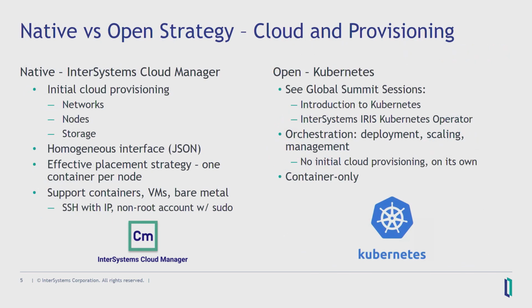So I talked about the native versus open strategy. Our native tool, ICM, is our native tool for provisioning and deploying applications in the various clouds. I mentioned that it creates networks and creates the underlying nodes and storage. It provides a homogeneous interface, the template files that exist for each public cloud. It's all in a JSON template. I'll show you what it looks like, but it abstracts the command line interfaces to each of the different public clouds to be able to define your machine type, your zone, your region, and all of the configuration options.